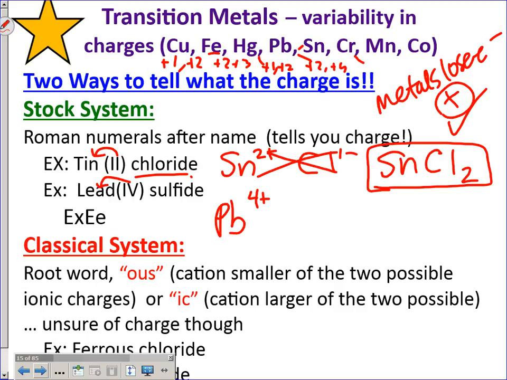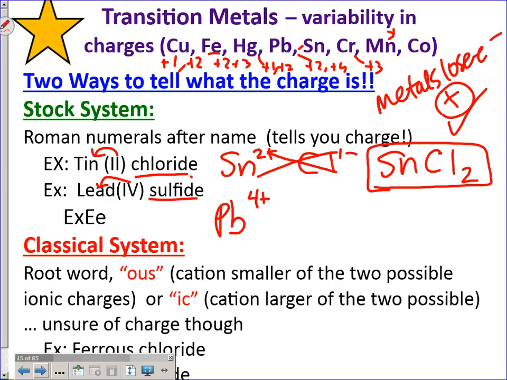Lead is a +2 or +4. Same with tin. Chromium's usually +3, but it can change. Manganese is a +2, 3, 4, 5, 6, 7. It has a lot of charges it can take on. So that's what I'm saying. There's a lot of variability. Ain't nobody got time to memorize all those. Trust me. You have to use the system. All right. So lead 4.